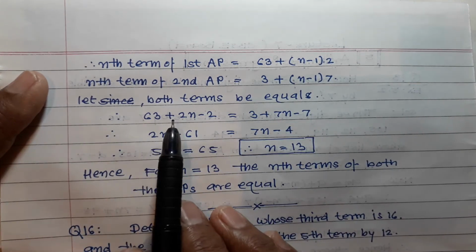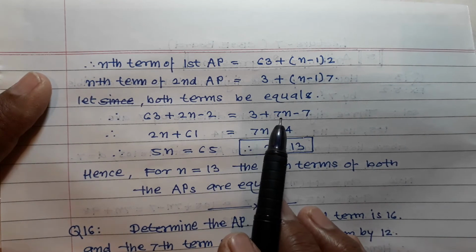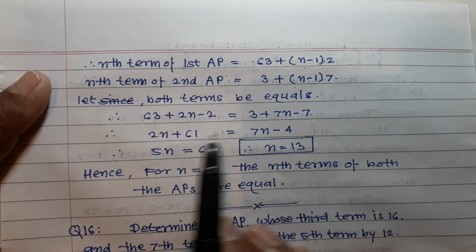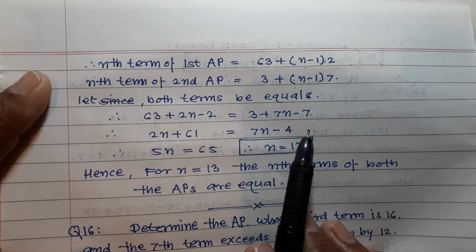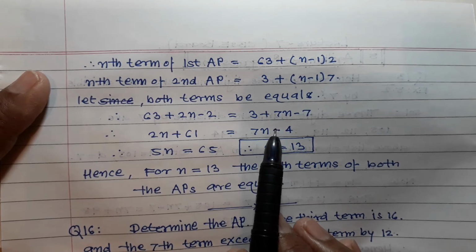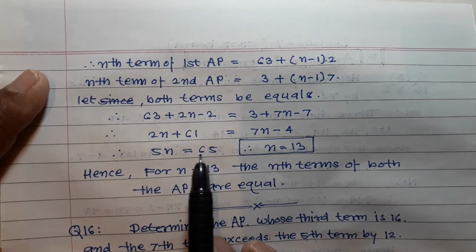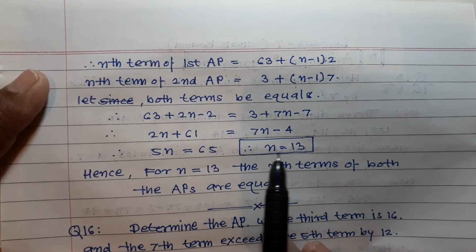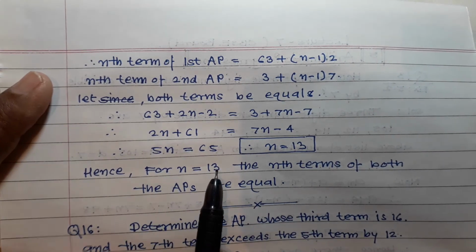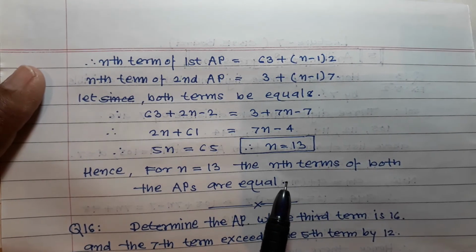And therefore 63 + 2n - 2 = 3 + 7n - 7. And therefore 2n + 61 = 7n - 4. And therefore this n you transfer there, so 7n - 2n, that is 5n, is equal to, this you transfer here, so 65, and therefore n = 13, and hence for n = 13, the nth terms of both APs are equal.